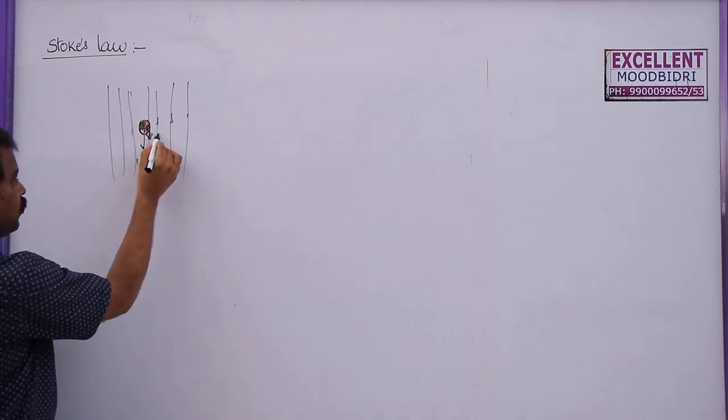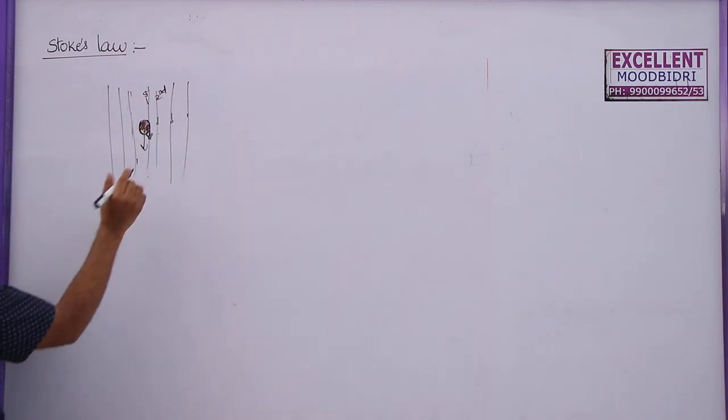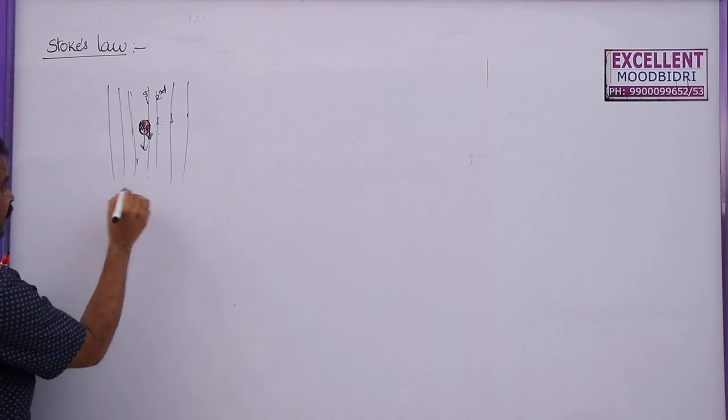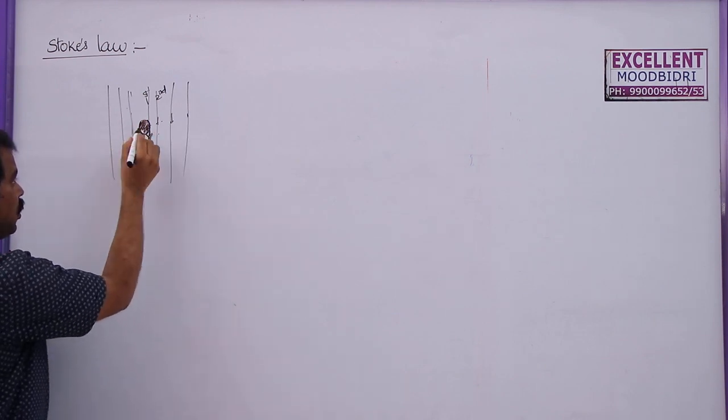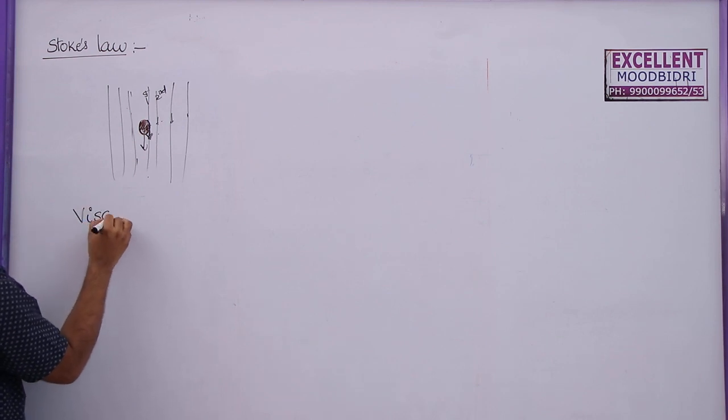So there is a relative motion between this first layer as well as the second layer. Due to this relative motion, there exists a force which always opposes the motion of this body, and we call it a viscous force.